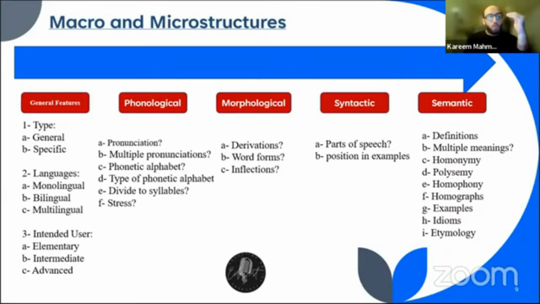And then whether this entry in general gives you any morphological information. For example, derivations of the word form, the inflections, the parts of speech, the positions, the examples, and all that. It also gives you the semantic relations, or not: whether the meanings of the words are related or not related, like polysemy, homonymy. They give you idioms, they give you the etymology or the origin of the word.